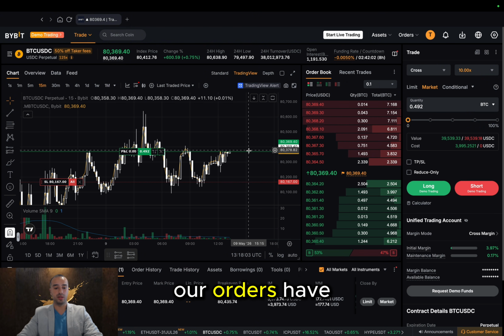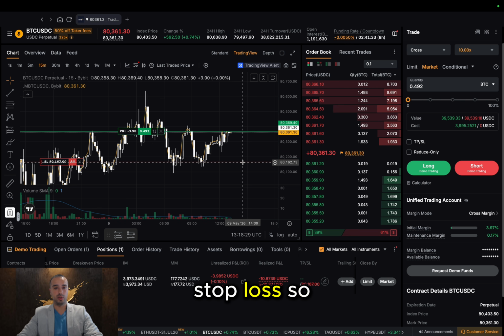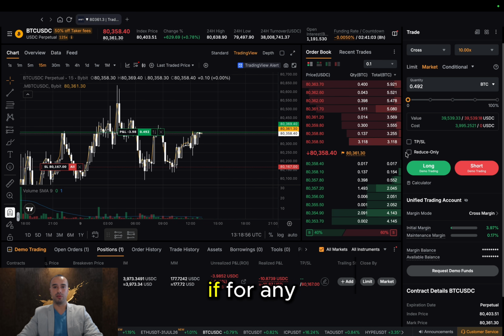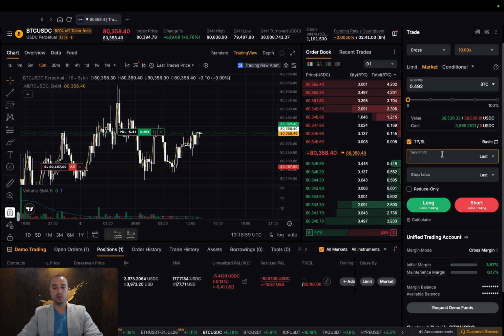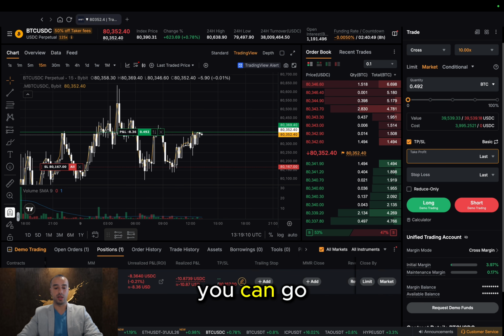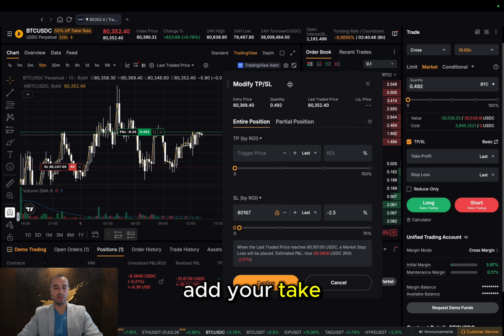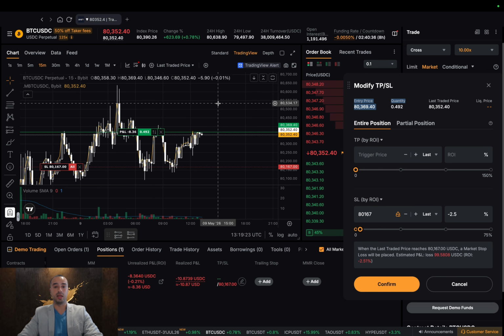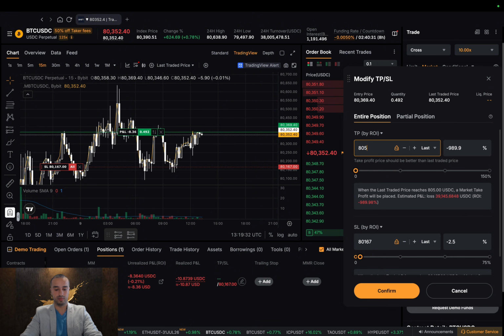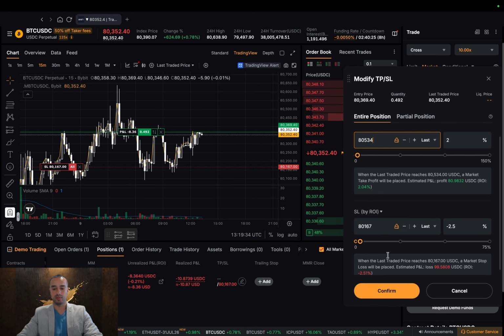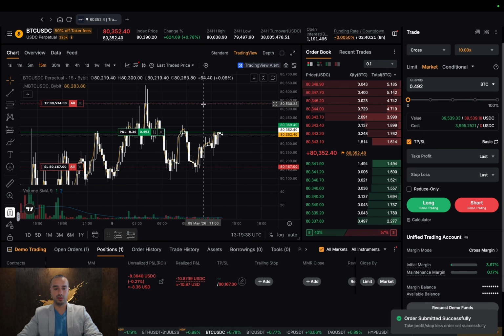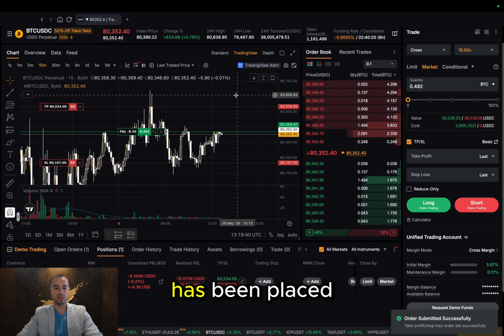Immediately our orders have been placed. With the stop loss, we're safe and we know if the stop loss triggers, we will lose $100. If for any reason you forgot to enter your take profit, you can go to edit take profit and stop loss, and add your take profit now. We can set it at 80,553.34 at the next market structure break, and we confirm our take profit has been placed.